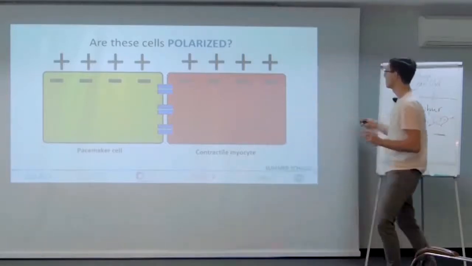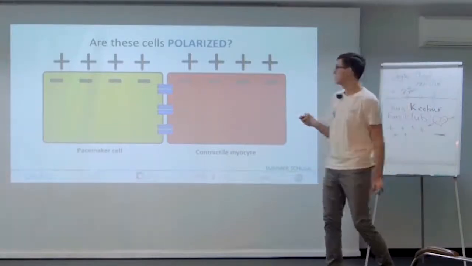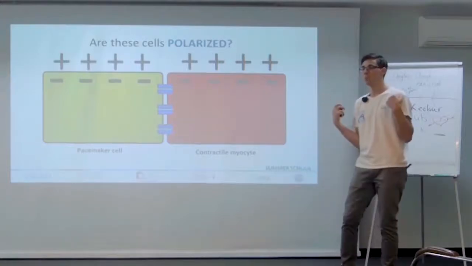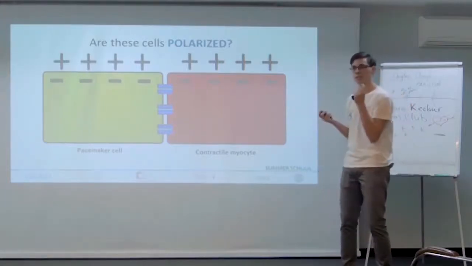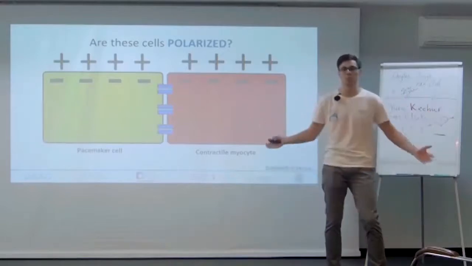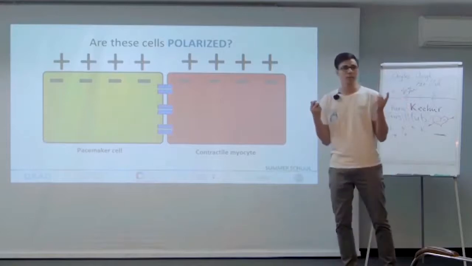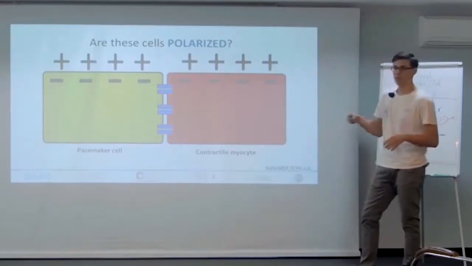Not only if you have different charges, because sometimes you have different charges, but the difference is, for example, 5 millivolts. But it's not a polarized state, it's a depolarized state, because the difference is not so big. But if the difference is like -60 or -80 or -90, I don't know, so this is the polarized state. The difference between this minus side and this positive side is big.